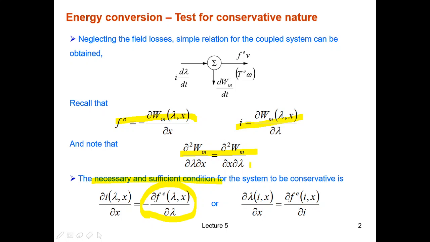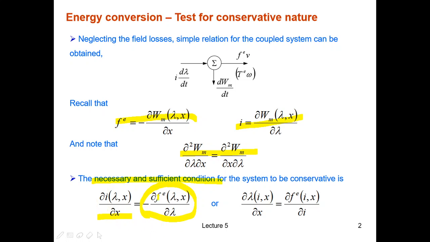And mathematically, if our system is conservative, then this needs to be satisfied, so we can prove that the necessary and sufficient condition should be this. Okay, so after we calculate Wm, we calculate the force and the current. Okay, and then we test this condition.